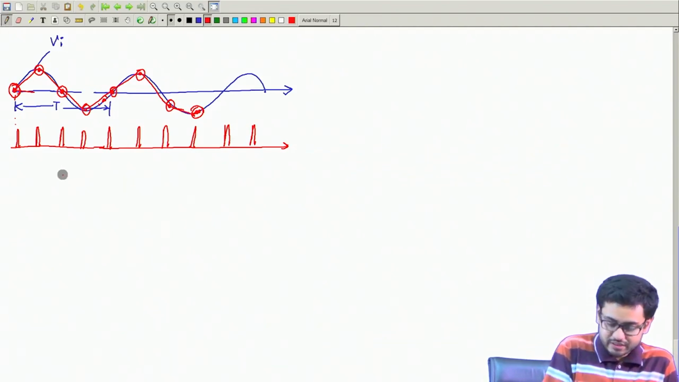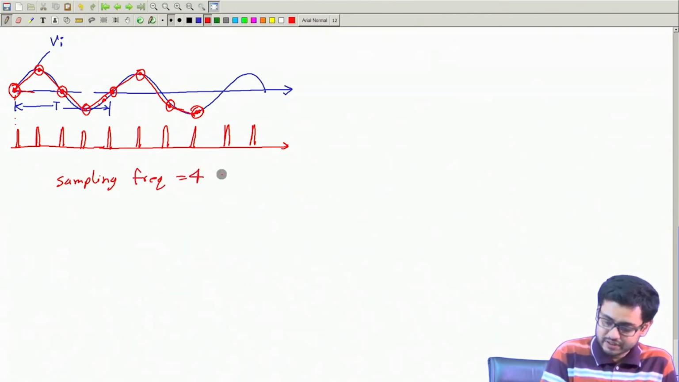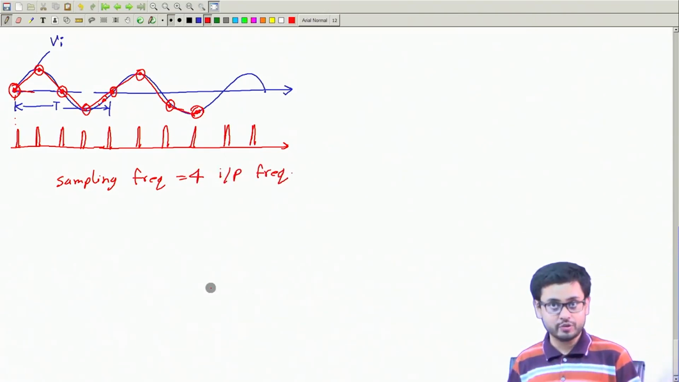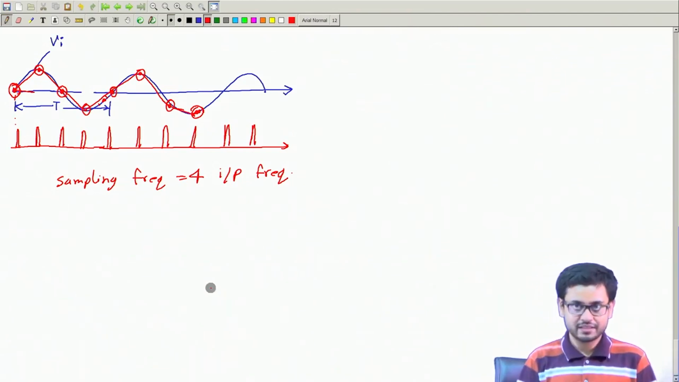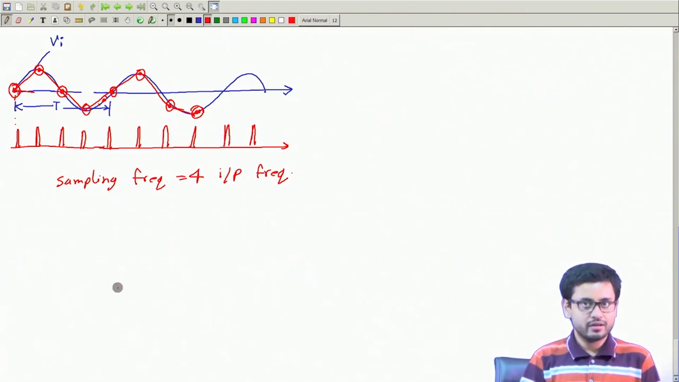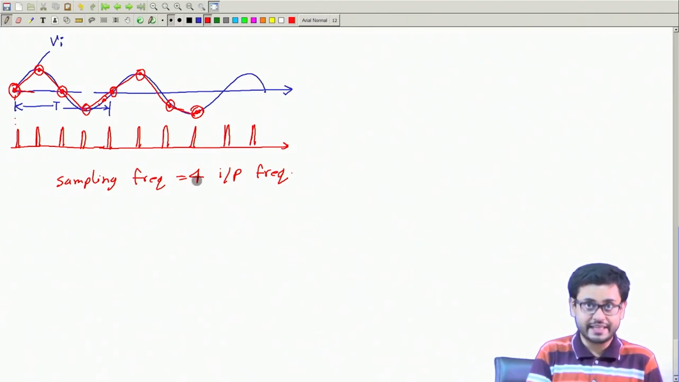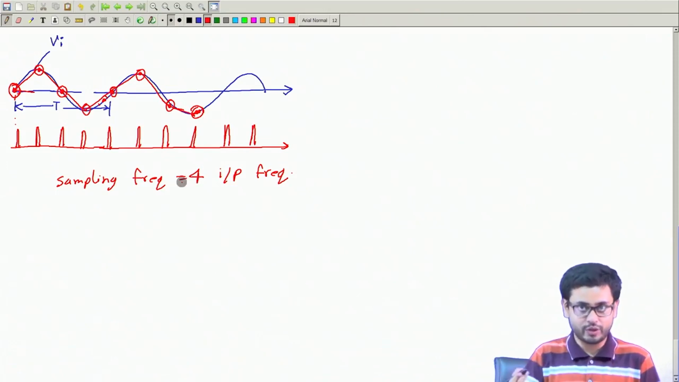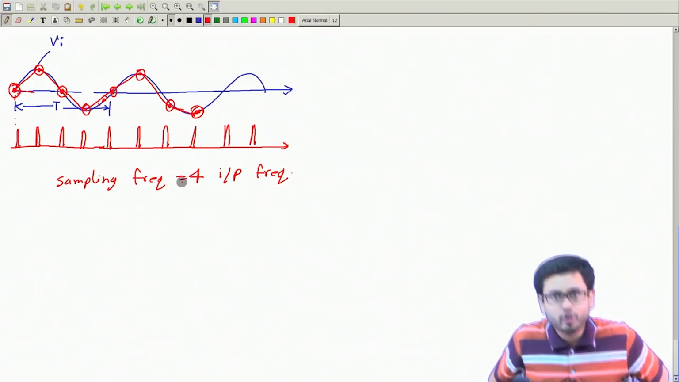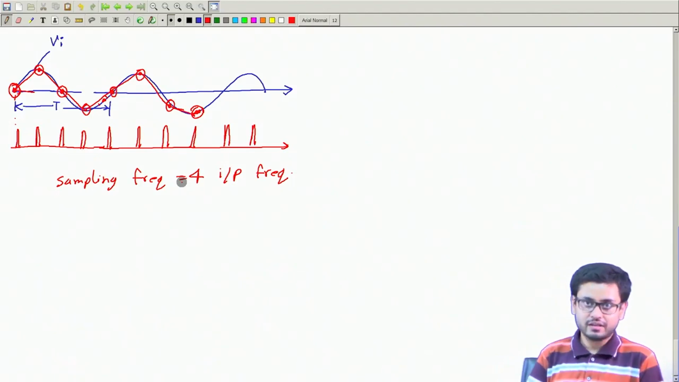So here the sampling frequency is equal to 4 times the input frequency. The minimum requirement according to the Nyquist theorem is 2. We have more than that. Good oscilloscopes generally sample at much more than twice the input frequency. So this is required, otherwise you will not get the correct waveform.